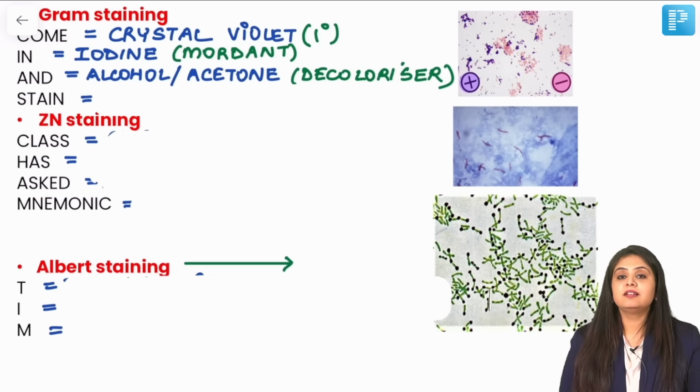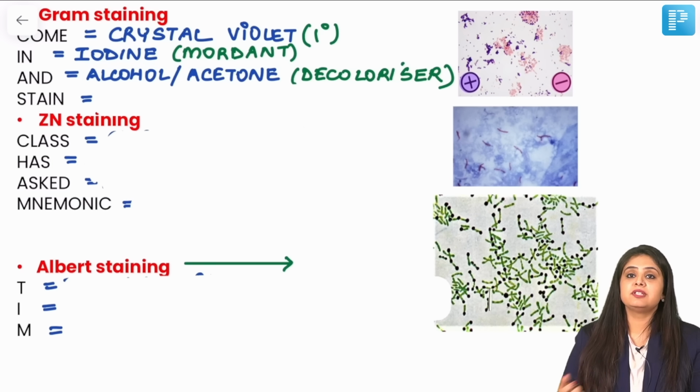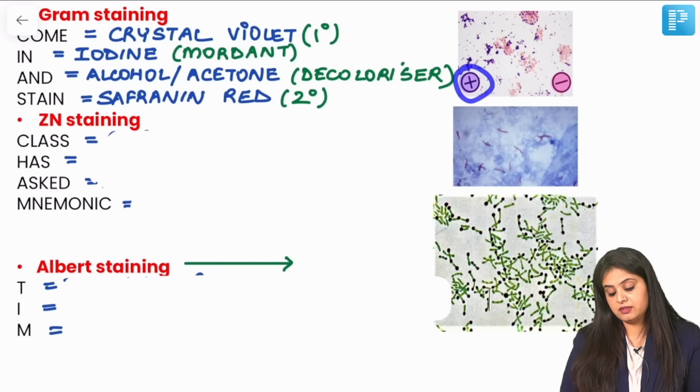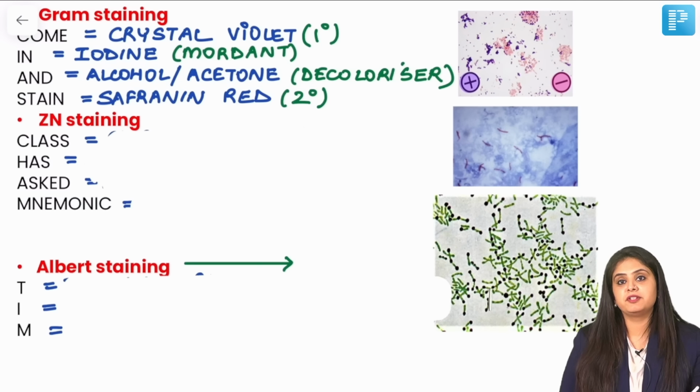Then we have a decolorizer known as alcohol or acetone to take the color away. And lastly, to add the secondary color, that is safranin red, which gives a color to the gram negative. So that is why gram positive are purple in color because of crystal violet. Gram negative are reddish pink in color due to safranin red.